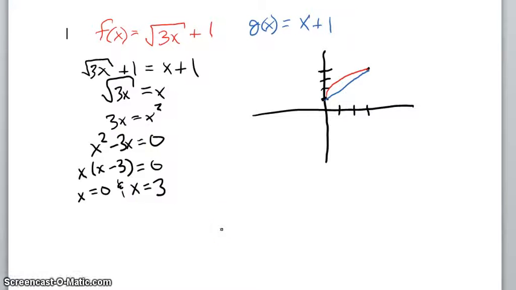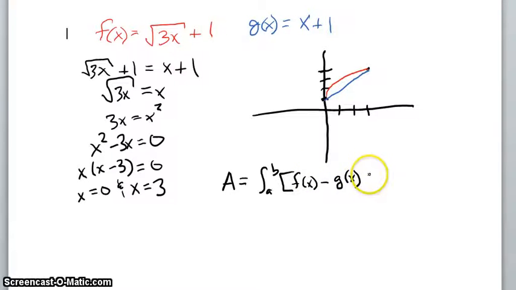And the formula for area is equal to the integral from a to b of the top function minus the bottom function. And that's why it was so important to draw it, so we could see which was the top function. And here we have f of x minus g of x dx.